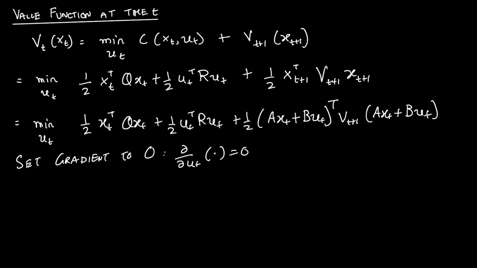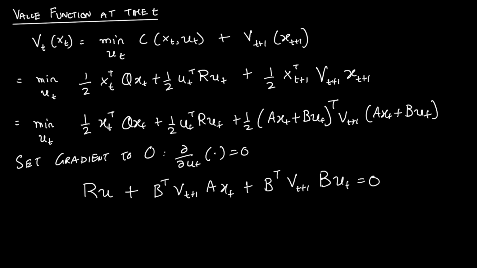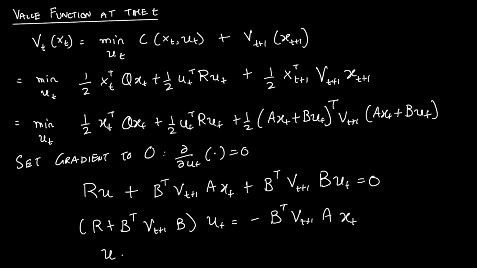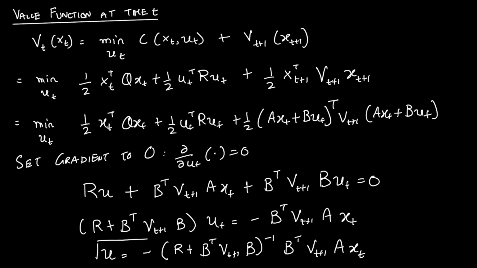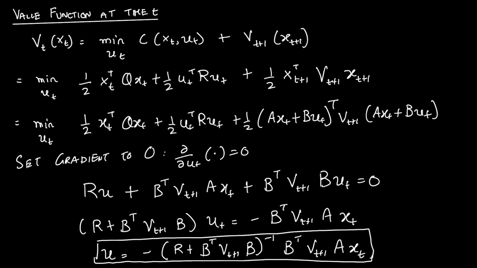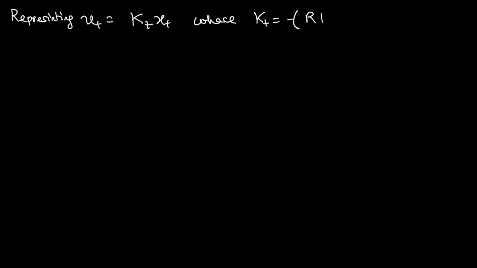Just as we did for the 1D example, we are going to set the gradient to 0. If you do that, you can see that R u plus B transpose V_{t+1} A x_t plus B transpose V_{t+1} B u is equal to 0. And with a little bit of algebra, you can write u as equal to minus (R plus B transpose V_{t+1} B) inverse B transpose V_{t+1} A x_t. And the cool thing is that the action is a linear function of the states. So there's a linear mapping from states to actions.